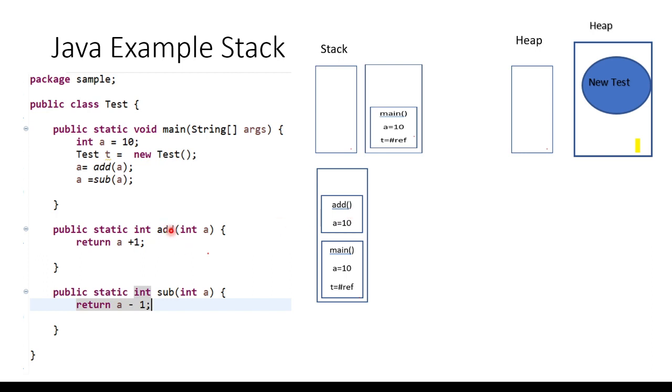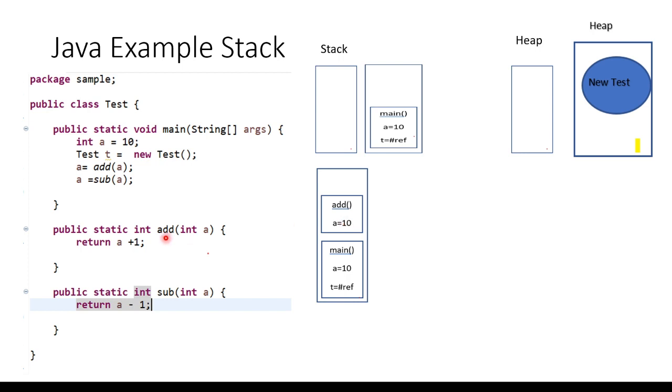And for this add method, we are passing variable a. So this variable a has value 10, because here we are passing value 10. So for this variable a, it will create a memory allocation here. It means it will allocate some memory for that variable a, and as that variable a has value 10, we will assign value 10 here.